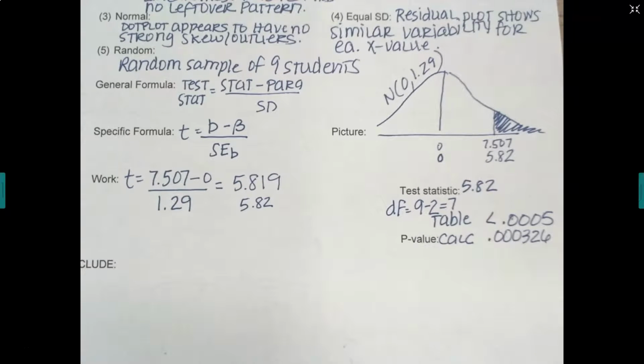So what I want you to do is pause the video and write your conclusion. Make sure you interpret the p-value. That's the assuming there is no linear relationship statement. Make your decision about the null, and then a conclusion about your alternative, and come back once you're done.